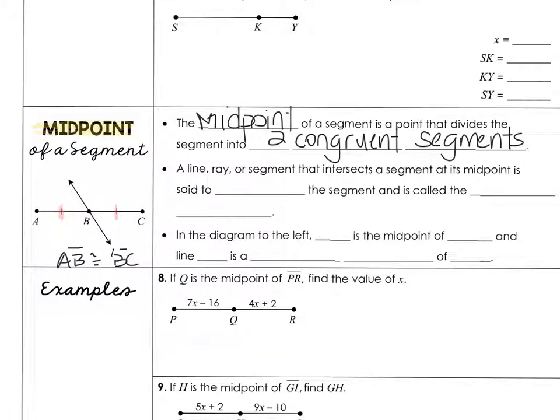Okay? A line, ray, or a segment that intersects another segment at its midpoint. So that is this right here. This happens to be a line. It's going through the midpoint. So it's said to bisect that segment if it goes through the midpoint. And then it is called a segment bisector.